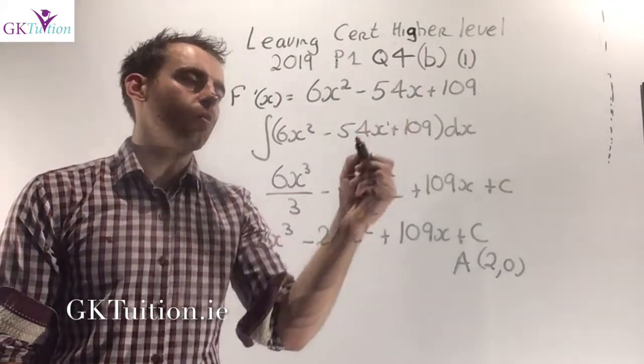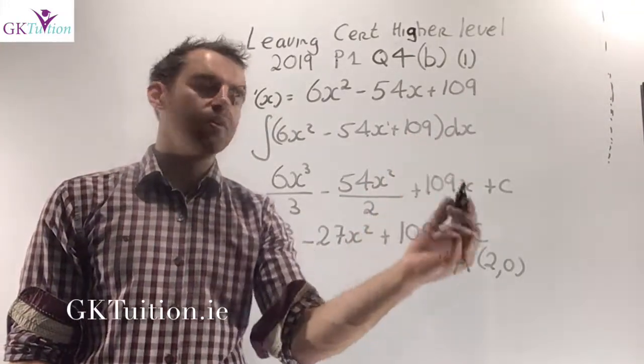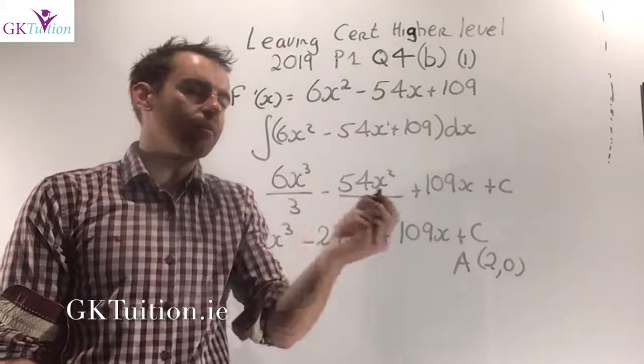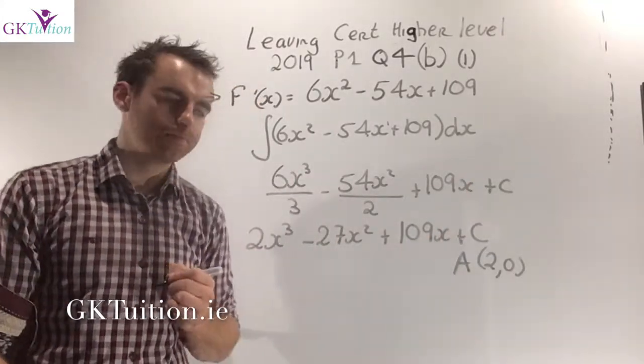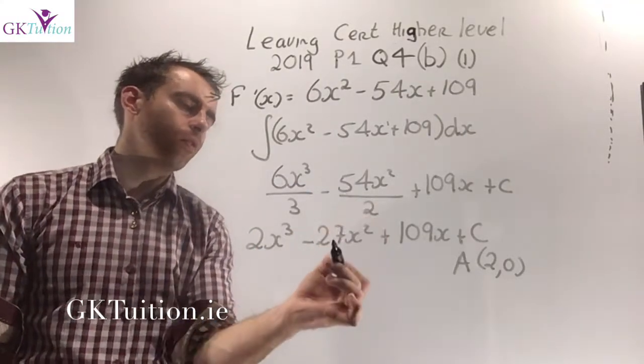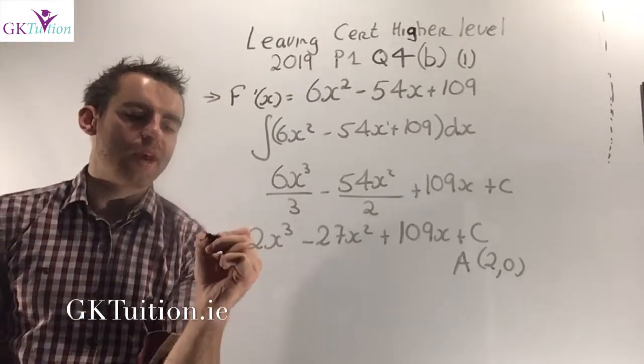This is x to the power of 1. It's now x to the power of 2 over 2. And this is x to the power of 0, so it becomes x to the power of 1. And don't forget, again, we don't have limits, so we have to add in a plus c. 3 into 6 goes 2. 2 into 54 is 27, and the last two terms stay the same. So this is my f of x.